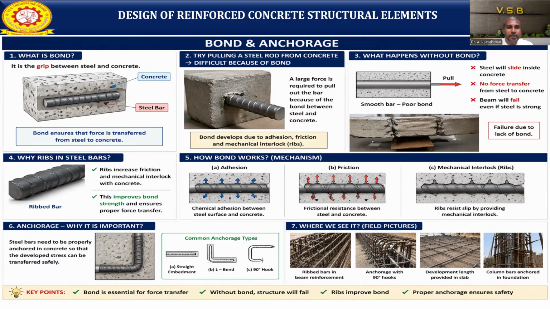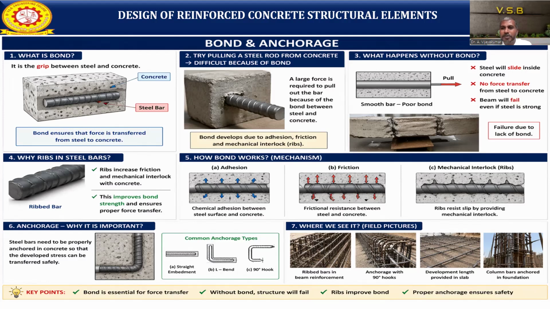So what do we need to do for that? Why are ribs in the steel required? The ribbed bar is the fourth point. If you see a ribbed bar, we will get more friction and more grip between concrete and steel. So ribs increase the friction and the mechanical interlock with the concrete. This improves the bond and strength and ensures proper force transfer. The steel reinforcement carries the load, which is then transferred to the concrete. That's why we go for the ribbed bar, which gives more friction.